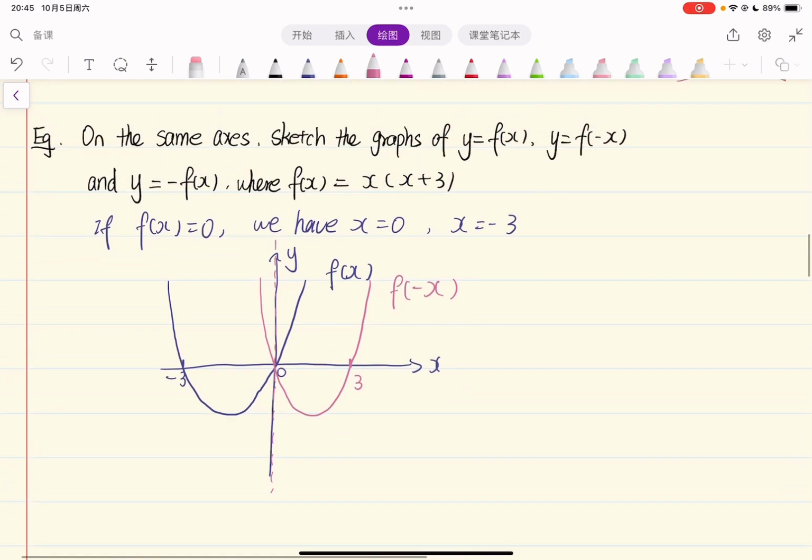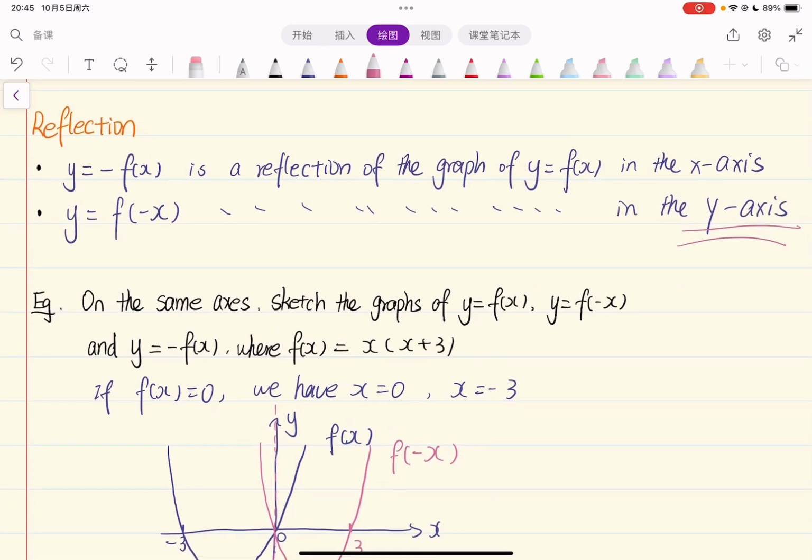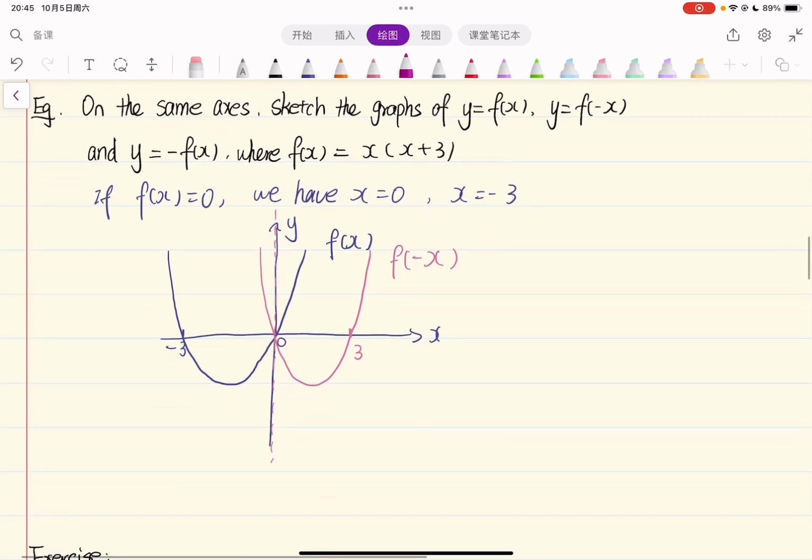Now it also asks you to draw y equals minus f(x). Minus f(x) means a reflection of the graph of y equals f(x) in the x-axis, the purple one. So with the reflection in the x-axis, we have the curve like that. This is minus f(x).